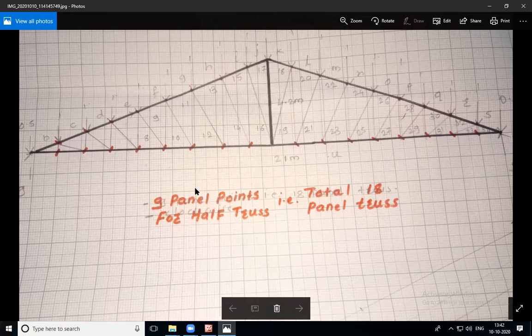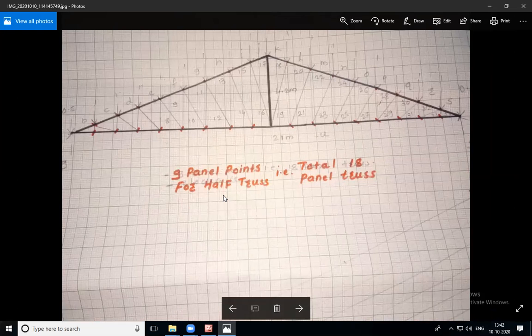After that, what we have to do, we have to select the panel points. In our manual it is shown, we have already calculated in the problem how many panel points are there and how many total panels are there. We have calculated in our problem, that is 9 panel points for the half truss. That is, if you consider the whole truss, total number of panels are 18. Now if total number of panels are 18, we have to divide this whole span into 18 equal parts so that we are able to locate the panel locations, isn't it? Now divide this whole 21 meter length into 18 parts.